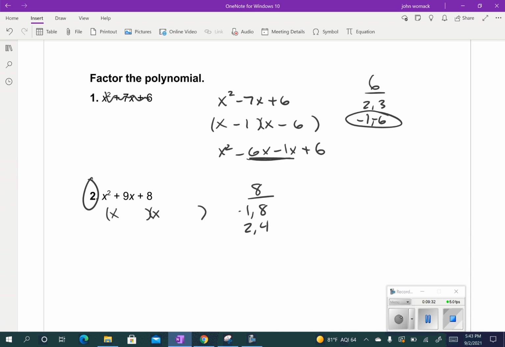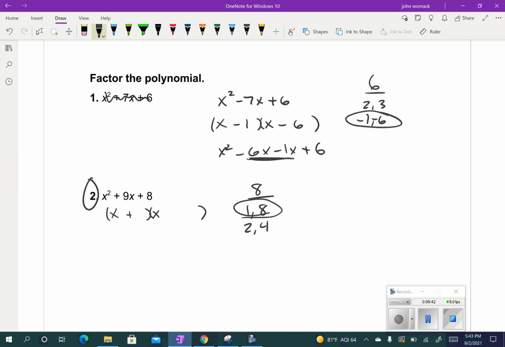I know they're both positives because they have to add up to be a positive. All right, so which ones add up to be my middle term? It's a 9x, so that would be that one right there. So it's plus 1 plus 8. Okay, they times them, get 8, add them up to be 9. There's my factored form.